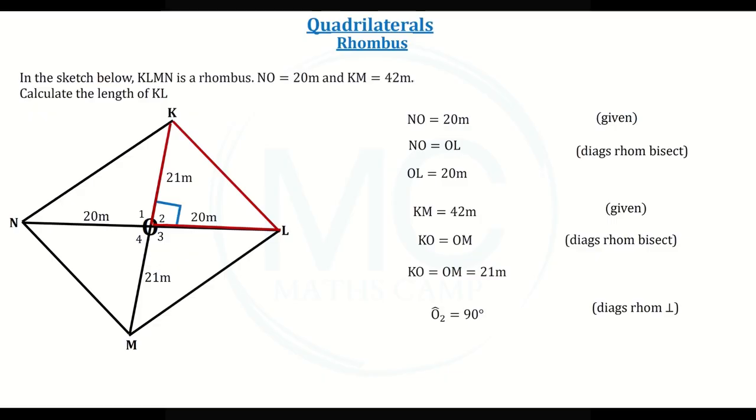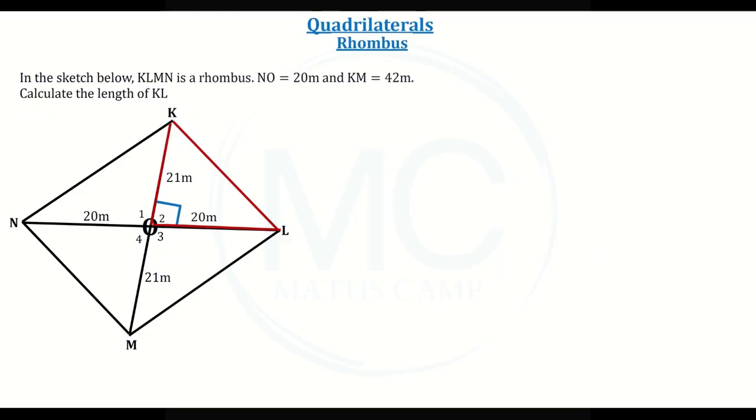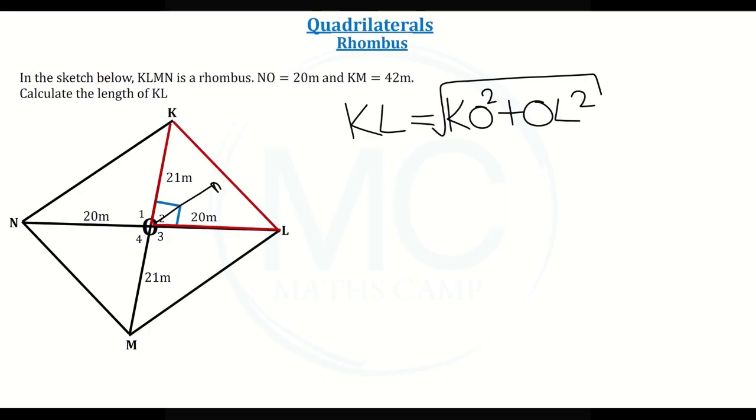Now we have a right angled triangle, so we can use Pythagoras' theorem to find the length of KL. So let's make some space. In triangle KOL, KL is the side that lies directly opposite the 90-degree angle. So KL is the hypotenuse. So we can say KL is equal to the length of one side, let's say KO, squared, plus the length of the other side, OL, squared, all under a square root.